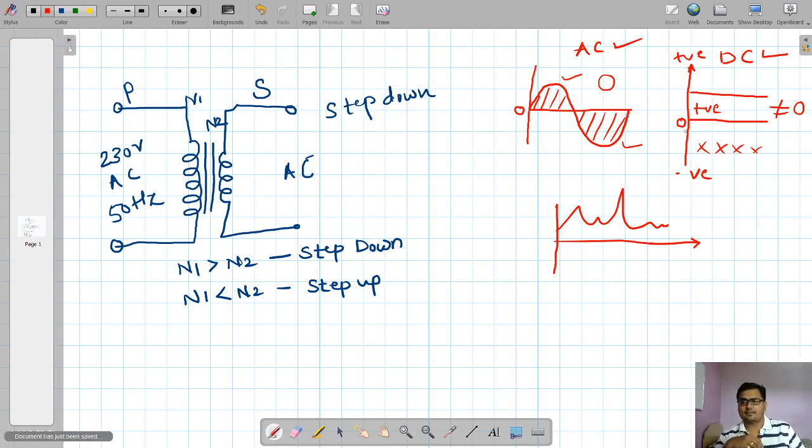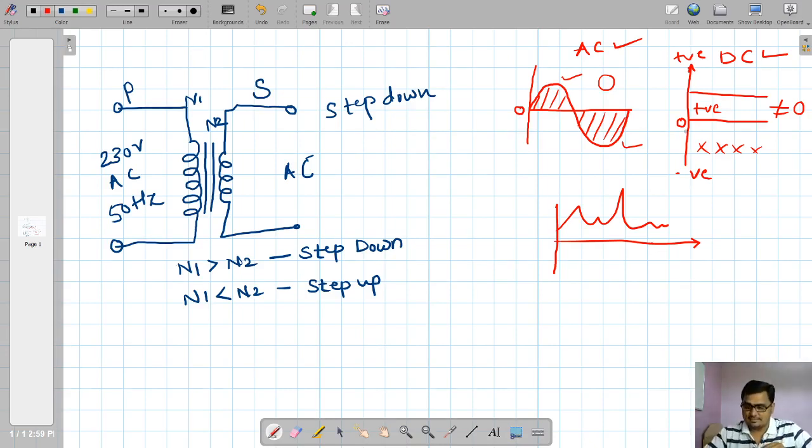Now, let me define. For any signal, if its average value is equal to 0, then the signal is AC. If its average value is not equal to 0, then it's a DC signal. So basically we are differentiating on the basis of average value. If the average value is 0, it's AC. If the average value is not equal to 0, it is DC. I am telling you, average value not equal to 0 means it can be any positive value, or it can be any negative value.